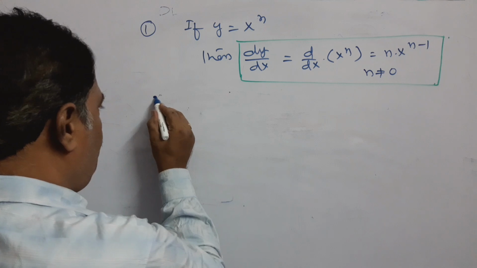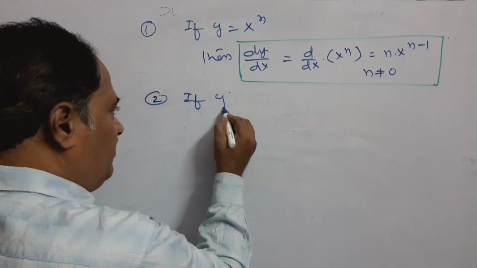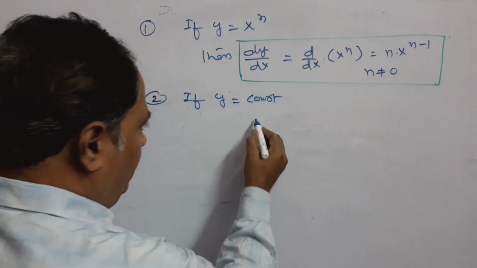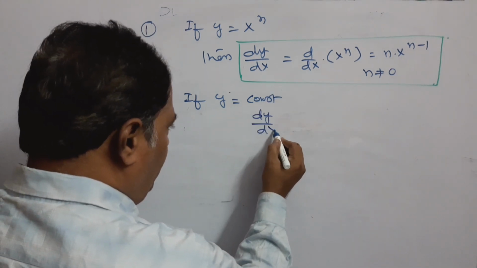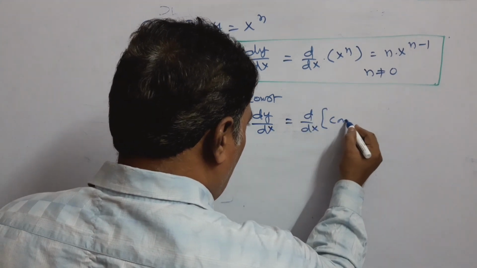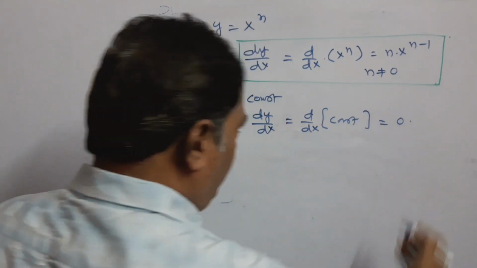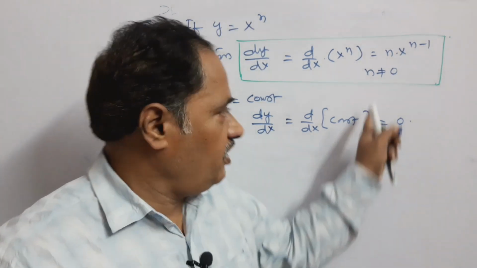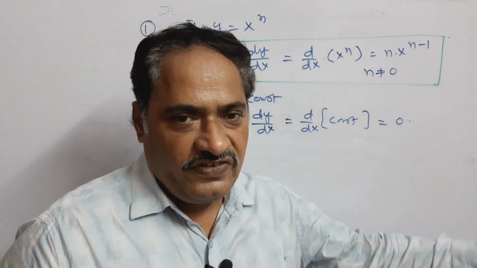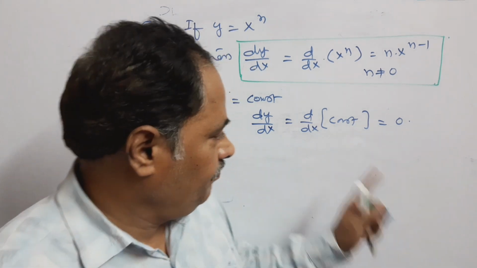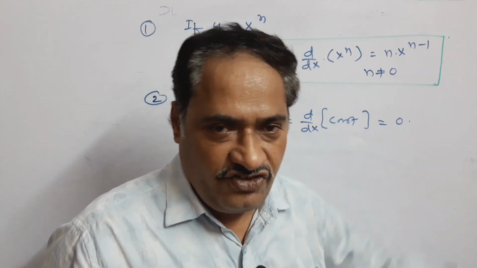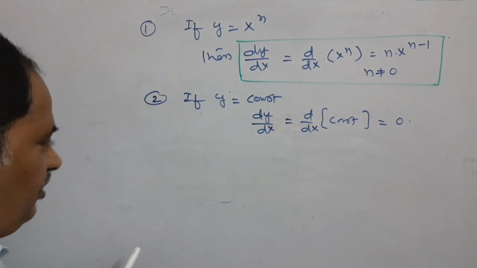Similarly, if y equals a constant, that means only a constant, directly you can write dy by dx equals d by dx of that constant, which is 0. Of course, for this you can use rule number 1, but every time we may not apply rule number 1, which is a time consuming process. Hence I can say in the case of an isolated constant, differentiation is 0.